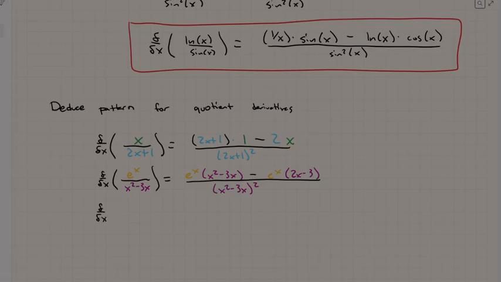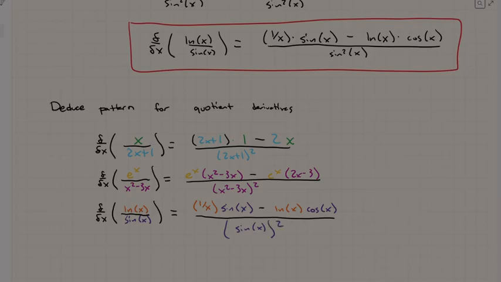And then in this last example, we said that the derivative of ln of x over sine of x was equal to 1 over x times sine of x, minus ln of x times cosine of x, divided by sine squared of x. So what pattern do we see?